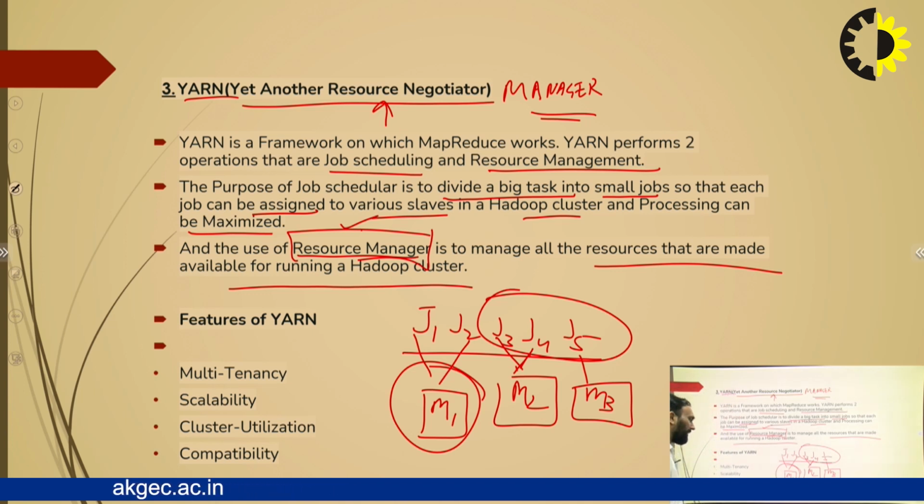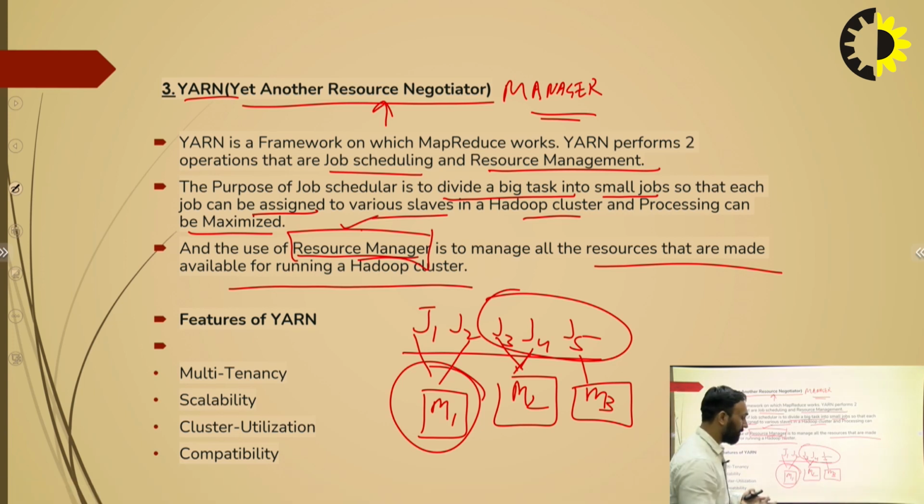And what are the advantages? Obviously, if we are using distributed data in a parallel way, or we can say on parallel machines, there are a few advantages, or we can say features, of YARN: multi-tenancy, scalability, cluster utilization and compatibility. These are the advantages, or we can say the main features, of YARN as compared to the normal architecture.